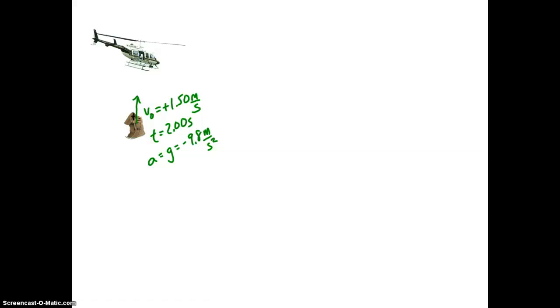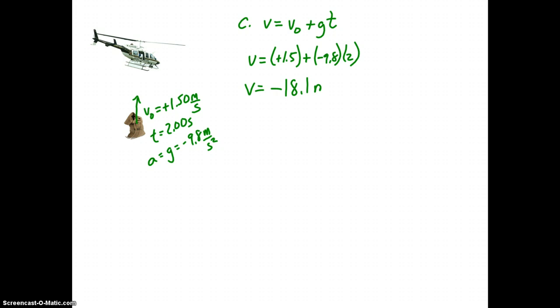Okay? All right, so back to our speed after 2 seconds. Same equation, v equals v0 plus g t. I'm just going to shortcut to that. v equals positive 1.5 plus negative 9.8 times 2. Solve for v, and we get negative 18.1 meters per second. Now, what this indicates to us is that after 2 seconds, the bag is falling because its velocity is in the negative direction.